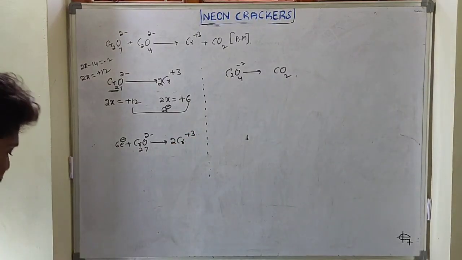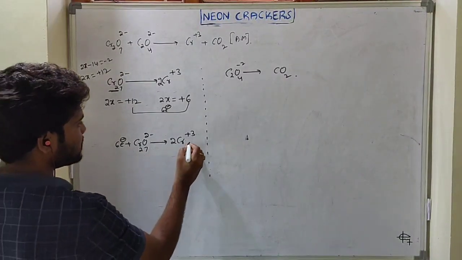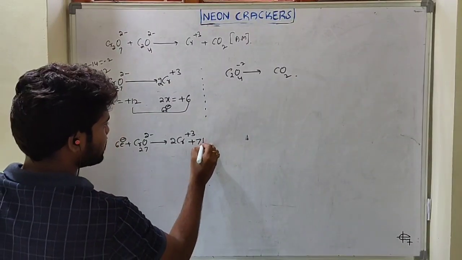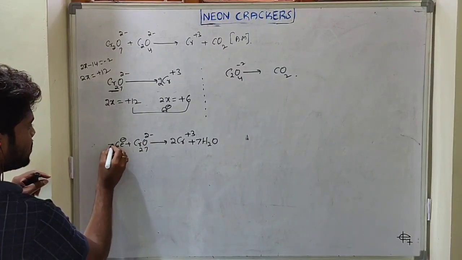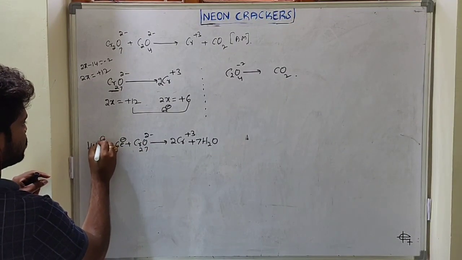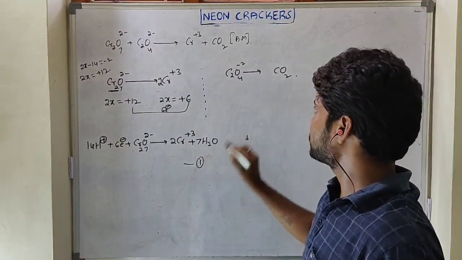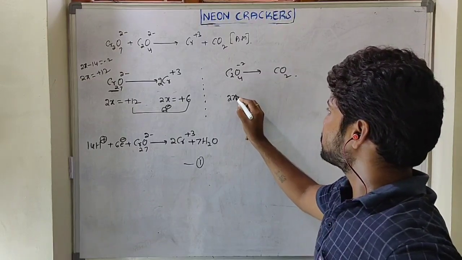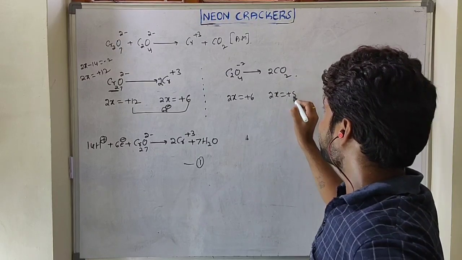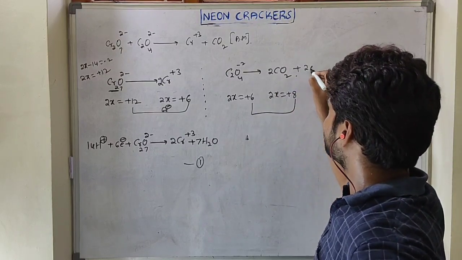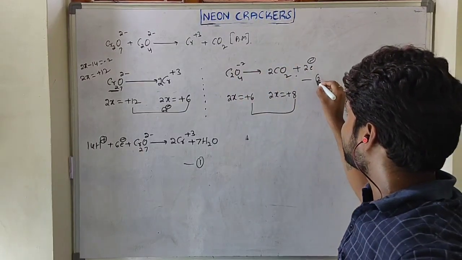Next, balance the oxygen atoms by adding water molecules. On the left side we have 7 oxygen atoms, so add 7 water molecules. After this, balance the number of hydrogens. 14 hydrogens are there, so 14 H plus is to be added to the left side, opposite to the water molecules. This is our first equation. For the second, 2x equals plus 6 going to 2x equals plus 8, so the number of electrons difference is 2. The oxygen atoms are already balanced, so you can directly write the second equation.